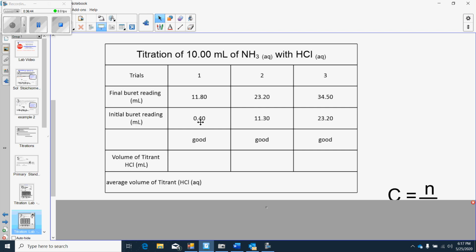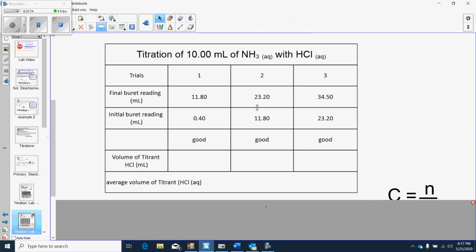So here again, final and initial. When she did her first trial, she started at 0.4 and went to 11.80. It was a good trial. She reached her endpoint. Then she started at 11.80, and I think the earlier number might have been a typo on my part, and she went to 23.20. And then she started at 23.20 and went to 34.50.